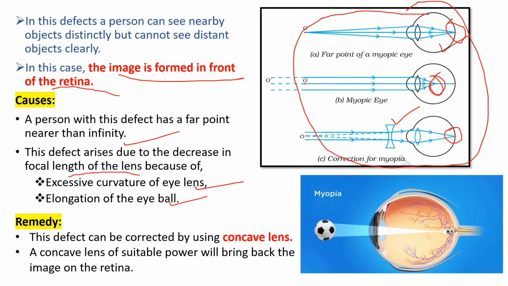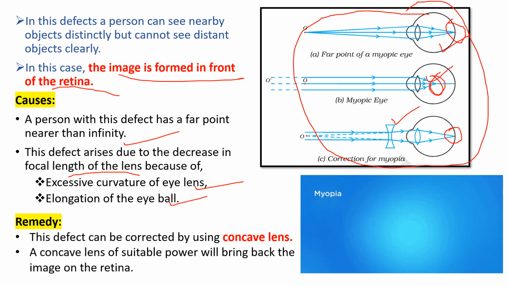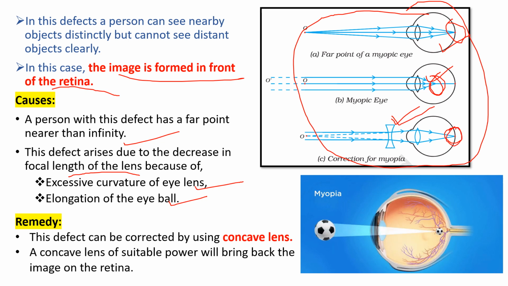Correct? So in the case of myopia, the image is formed in front of the retina, and to prevent this, to make the image on the retina, a combination of concave lens is required. Already a convex lens is present. We need a concave lens to bring the image on the retina. Correct?